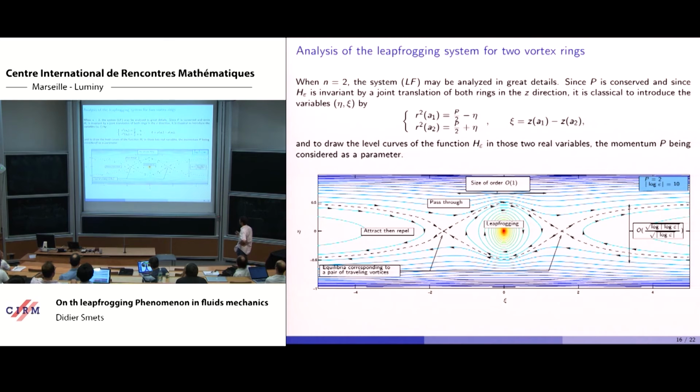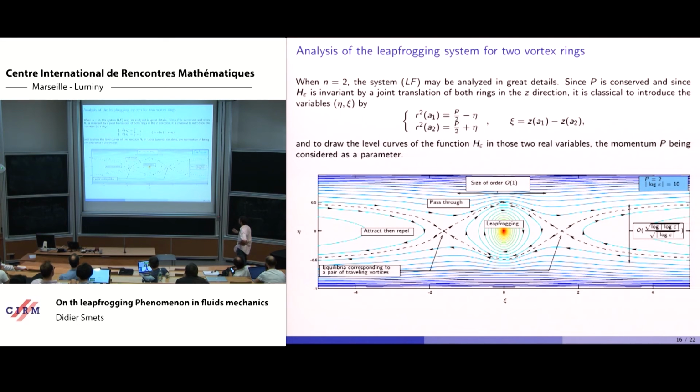And you distinguish a certain number of regions. One region here is where you have the periodic solutions, which correspond to the leapfrogging, which we mentioned earlier. So one is in front of the other when eta is positive, and they have interchanged their position when eta is negative. So here or here, you have different behaviors, but you also have other regions which were not mentioned by Helmholtz, but you can easily understand these.